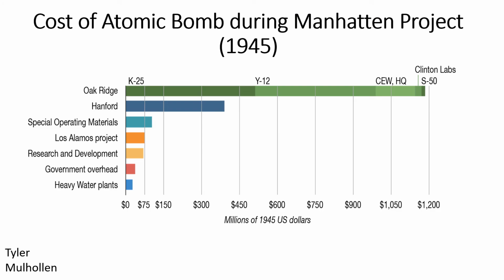So these are some of the expenses that were covered during the Manhattan Project. For example, some of the heavy water plants ran around 50 million. The research and development team cost around 75 million. The special operating materials cost around 100 million.